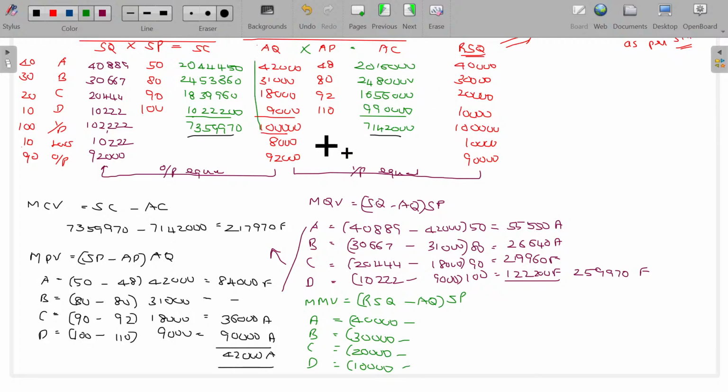AQ being this one, 42,000, 31,000, 18,000 and 9,000. Standard price being 50, 80, 90, 100.